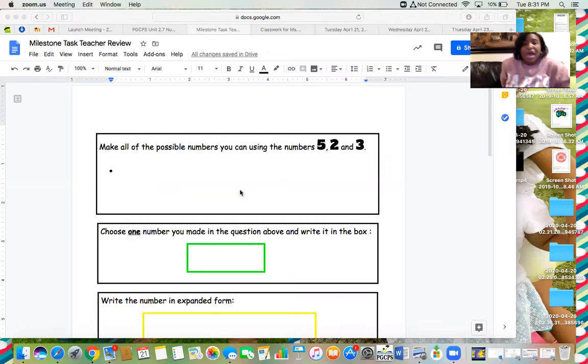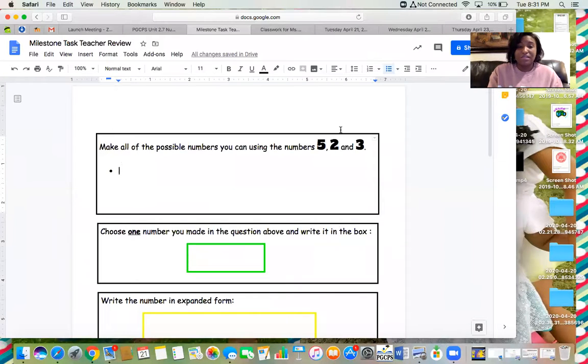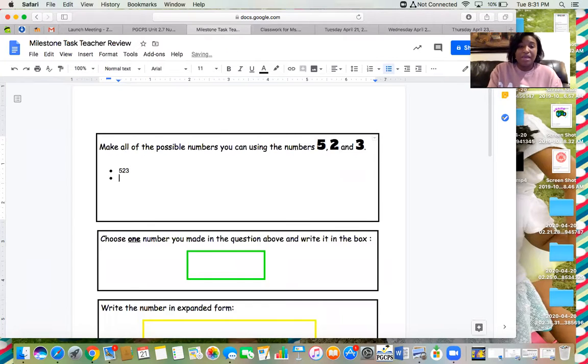All right, so the first question says, make all of the possible numbers you can using the numbers 5, 2, and 3. So the first thing I notice when I see the numbers 5, 2, and 3, that's a number right there. I can type in 5, 2, 3, and that shows the number what? 523. Great job.